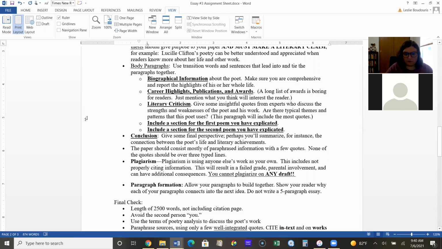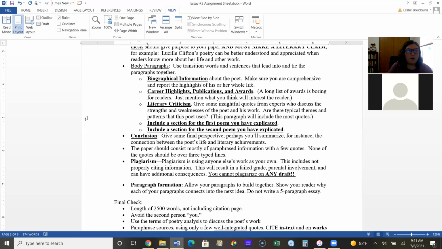So biographical information about the poet: make sure you're comprehensive and report the highlights of his or her whole life. You don't have to write everything about that person. If they had a huge career, you're not going to literally list everything, but you're also not just going to data dump. You don't want to just put the information in there. You as the writer should still be showing your reader why that information is relevant and connecting the dots.